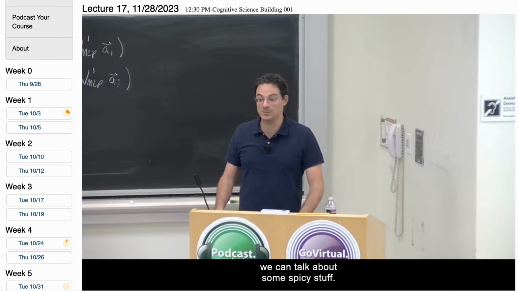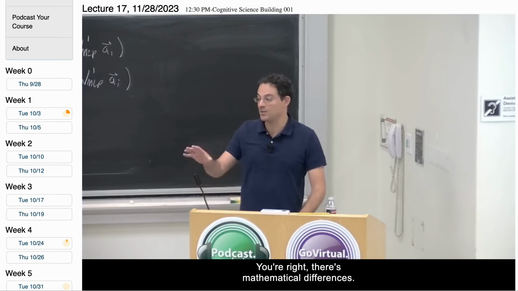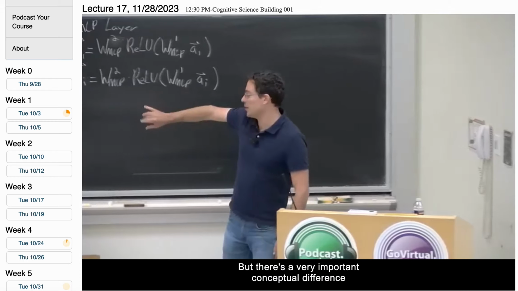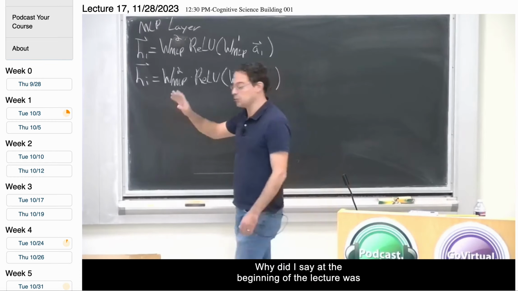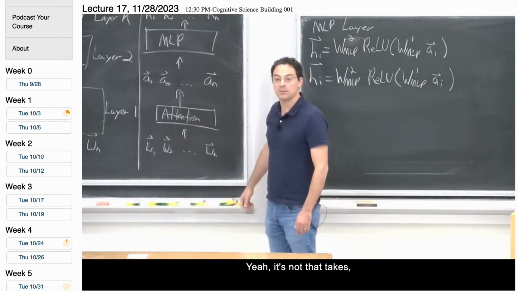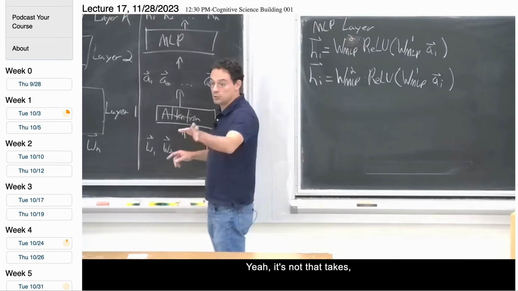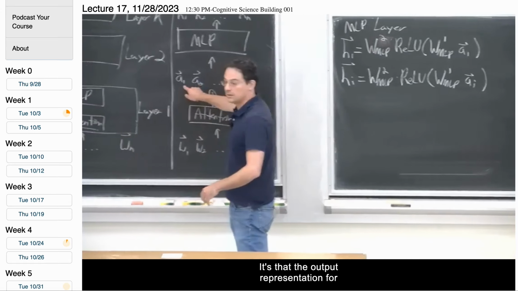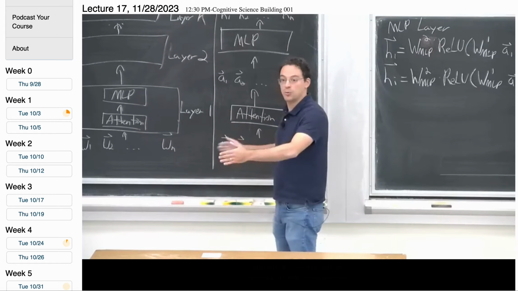If you get the answer to this, we can talk about some spicy stuff. Otherwise, no. Yeah, that's a little difference. You're right, there are mathematical differences, but there's a very important conceptual difference between how these two layers operate. What did I say at the beginning of the lecture was the most important property of the attention layer? Yeah. It's not that it takes, let's say that a little more precisely, but you're right. It's that the output representation for each word contains information about all the other words in the sequence.